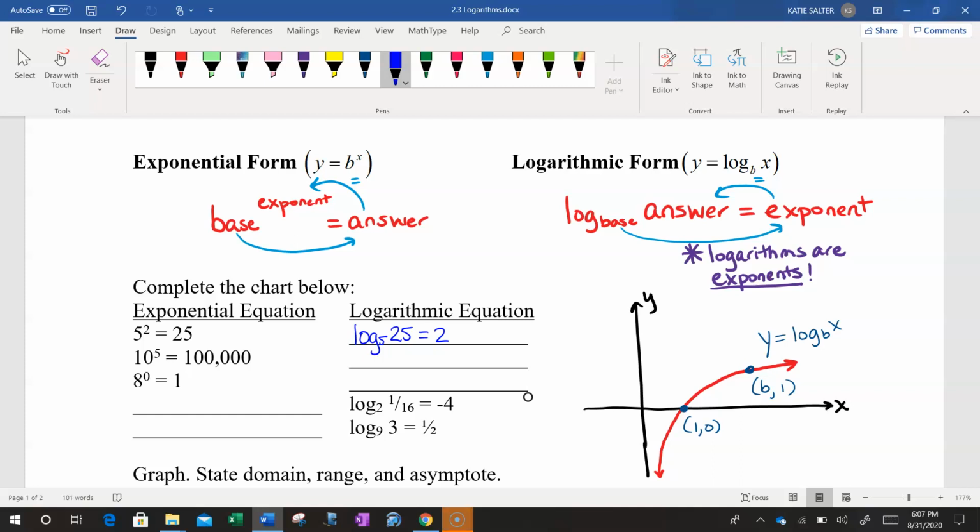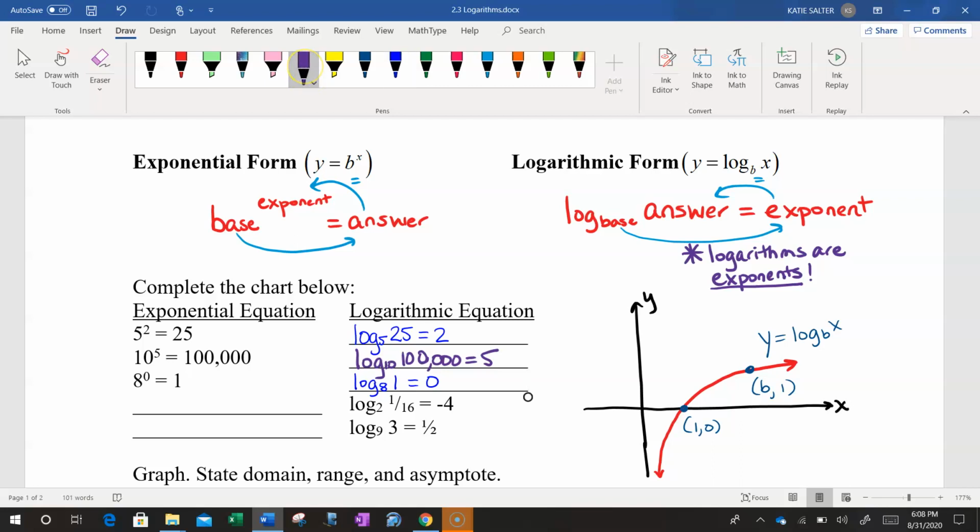All right, so looking at the next one, we'd say log, the base is 10, of the answer, which was 100,000, equals the exponent, 5. If we go to the third one, log base 8 of 1 equals 0. And I want to make sure you practice saying this too. Listen how I'm saying log, then I say base, and I say what the base is, of the answer equals the exponent.